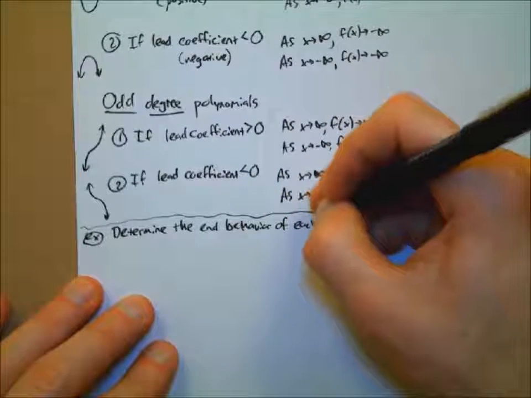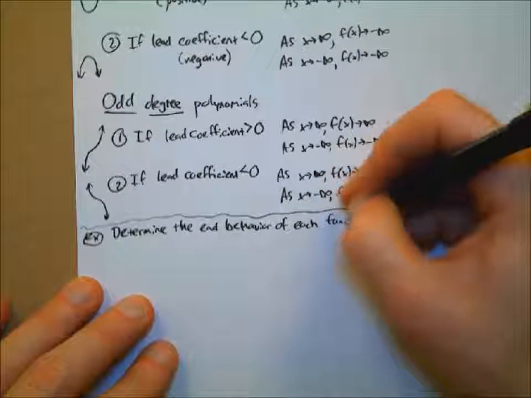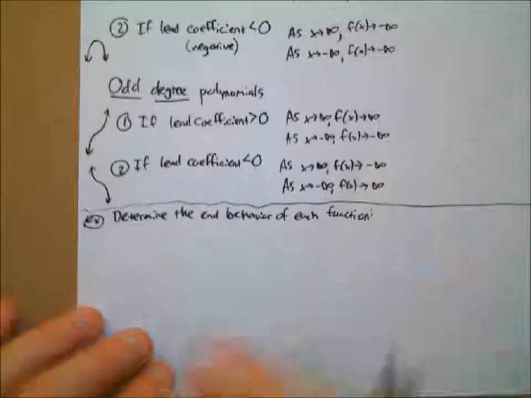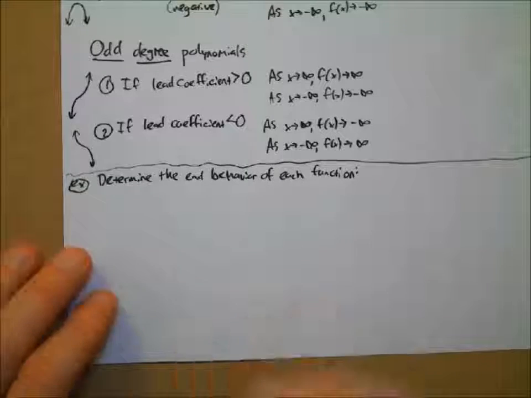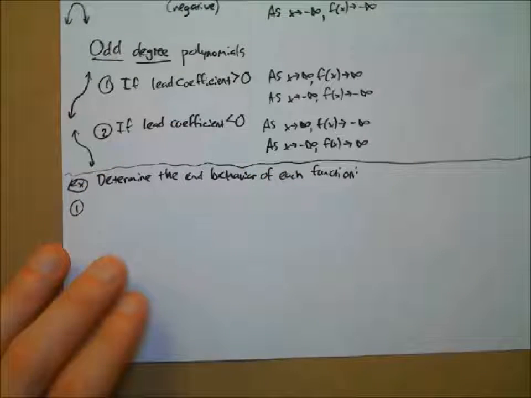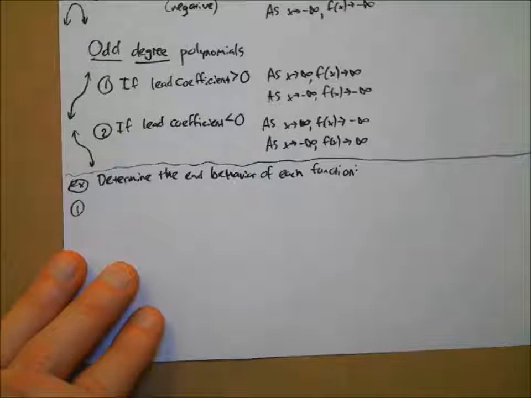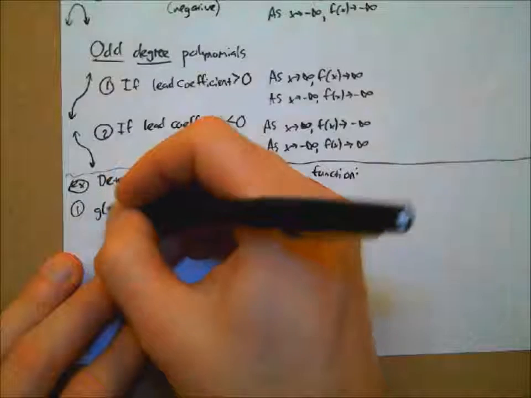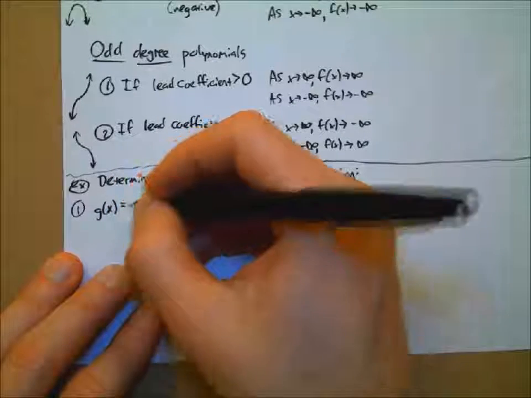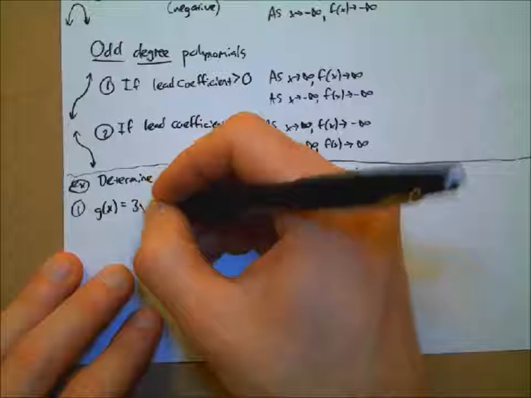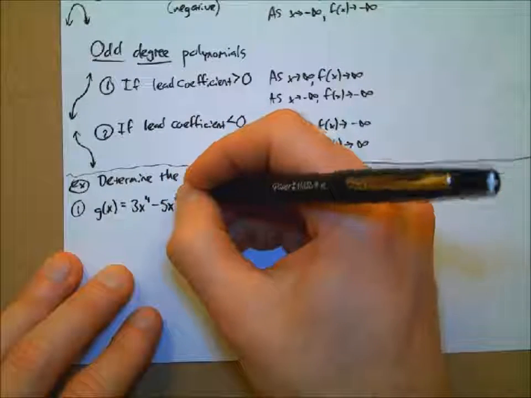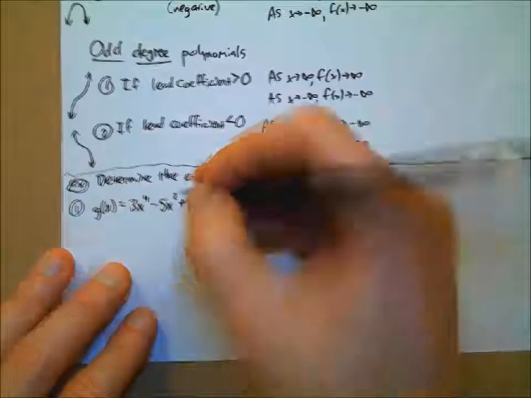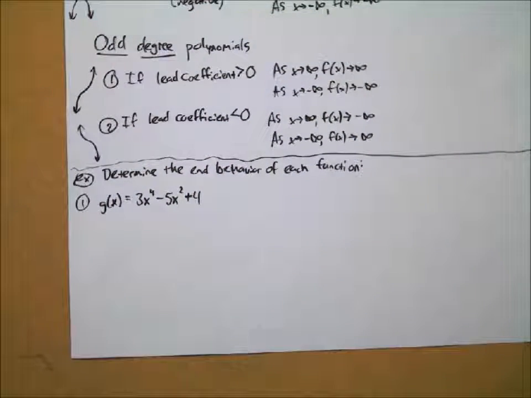I'll do 2, and then I'll have you do 2. Okay, so determine the end behavior of each function. Number 1. G of x equals 3x to the 4th minus 5x squared plus 4. Okay. So there's our polynomial.